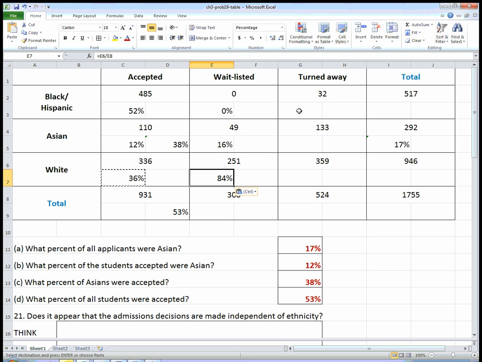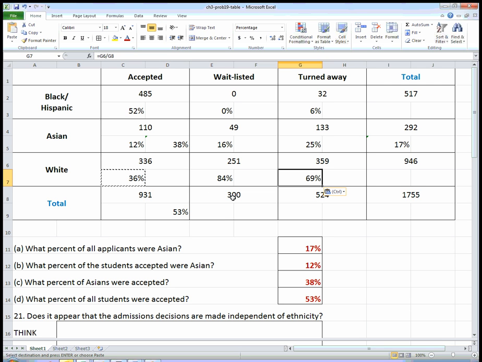That's interesting. Then I think I can even copy this and paste this, and copy and paste, and copy and paste. So those are the column totals. If you're looking at the accepted pool, what are the percentages? If you're looking at the waitlisted pool, what are the percentages? Black, Asian, white. If you're looking at the turned away pool. That might not be the most interesting thing.